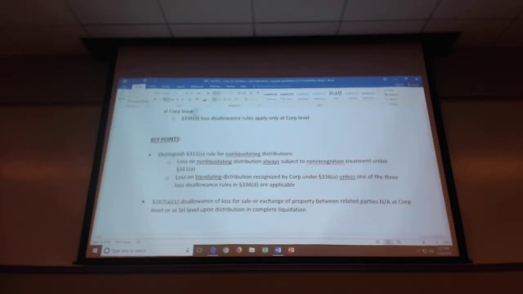And also, distinguish the rules we studied for non-liquidating distributions. We had a non-liquidating distribution of a loss asset. The loss is always disallowed. No exceptions. Whereas in liquidation, we have a different analysis. General rule, loss is allowed unless an exception applies.